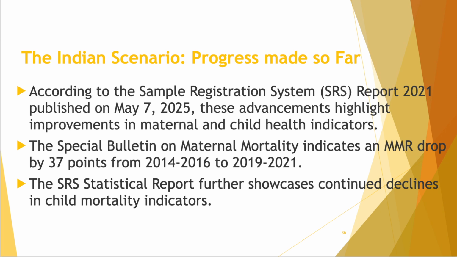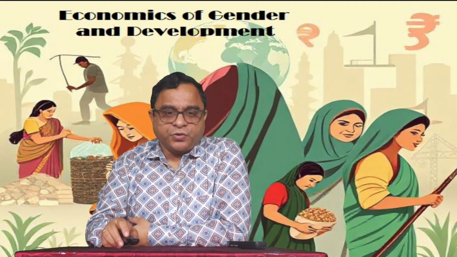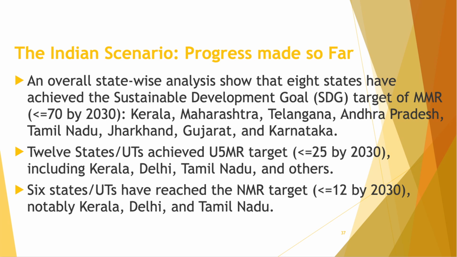The Special Bulletin on Maternal Mortality indicates a maternal mortality rate drop by 37 points from 2014-16 to 2019-21. The SRS statistical report further showcases continued declines in child mortality indicators, as we have already noticed in the figures 3 and 4. So, an overall state-wise analysis within India shows that 8 states have achieved the Sustainable Development Goal target of MMR, that is less than 70 by 2030, and these states are Kerala, Maharashtra, Telangana, Andhra Pradesh, Tamil Nadu, Jharkhand, Gujarat, and Karnataka.